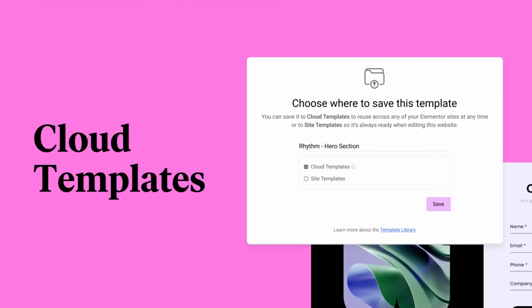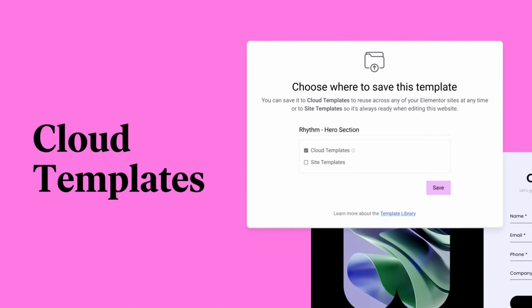But in addition to Editor v4 Alpha, version 3.29 also introduces cloud templates, transforming how you work across multiple sites, a game changer for your workflow. Cloud templates allow you to build a personal design library that's accessible from any of your connected Pro sites. You can save sections, containers, and other design elements along with their complete content and styles. Create templates once and reuse them anywhere, maintaining perfect consistency and accelerating your workflow.